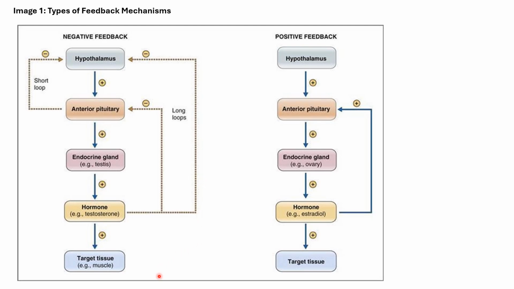Before I discuss this image, let me introduce you to a term which is known as tropic hormone. What is a tropic hormone? Some hormones cause other endocrine glands to secrete hormones. So for example, consider an endocrine gland that secretes a hormone. That hormone is going to go to another endocrine gland and cause that endocrine gland to secrete a hormone. These hormones are known as tropic hormones.